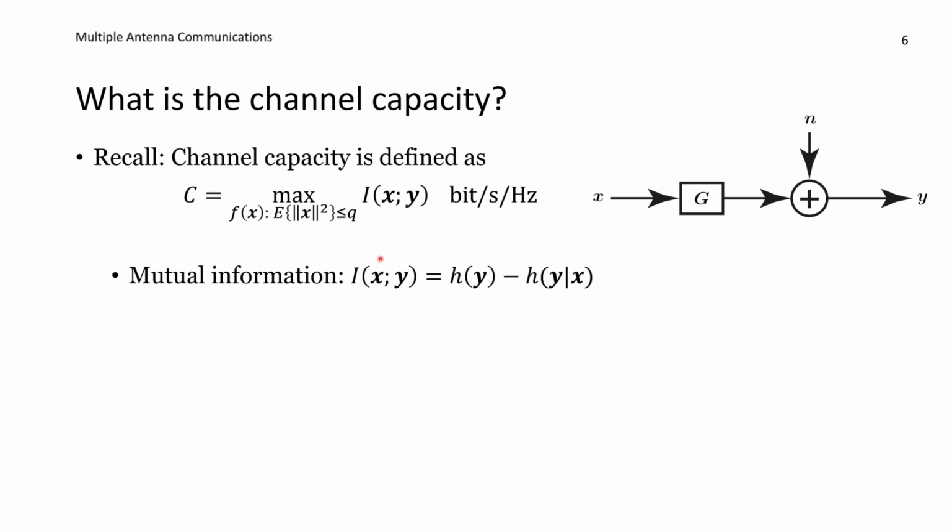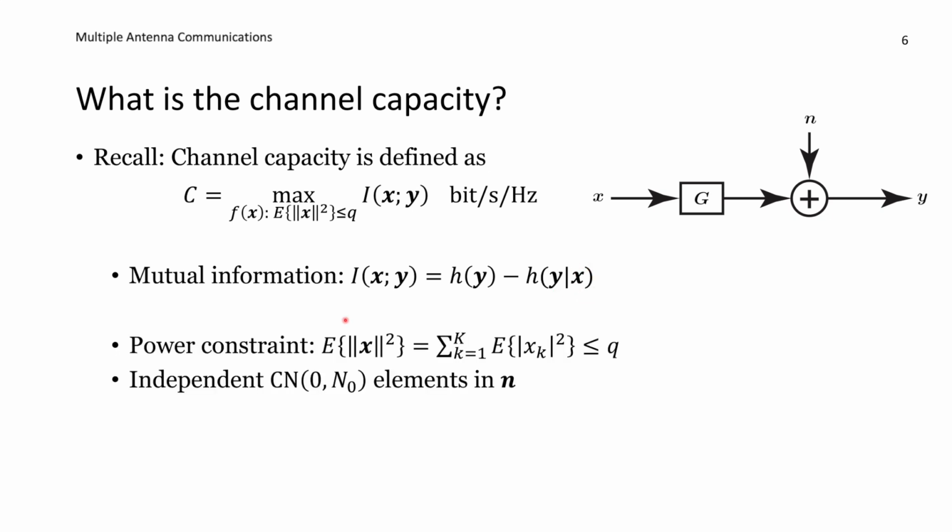In general, the mutual information can be divided up into two parts. One is the uncertainty, or so-called differential entropy, of the received signal. And the other part that we subtract is the conditional differential entropy of the received signal when we know the transmitted signal. And we want to maximize this mutual information by selecting x, or rather its distribution, under this power constraint. And what we are disturbed by is the vector n with independent complex Gaussian noise terms having zero mean and N naught as the variance.